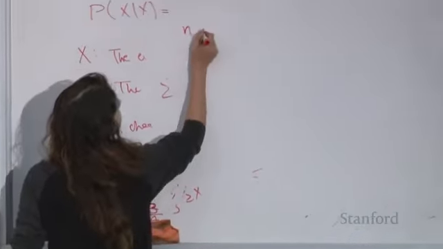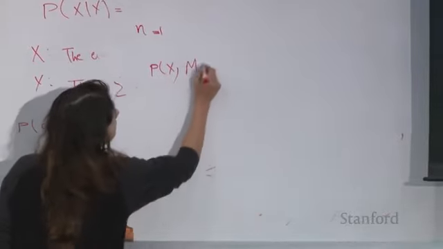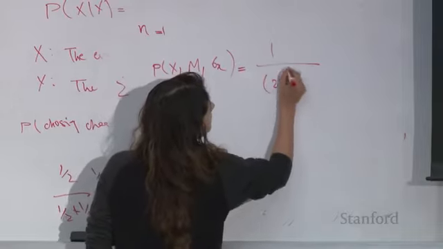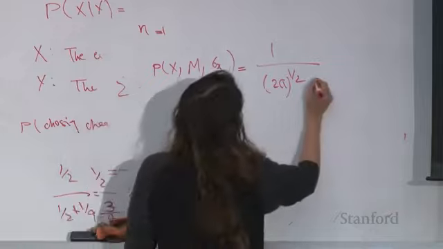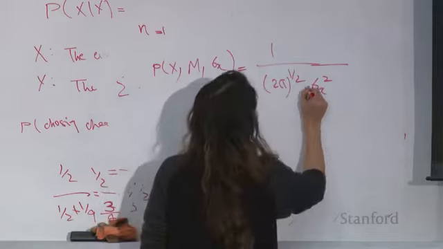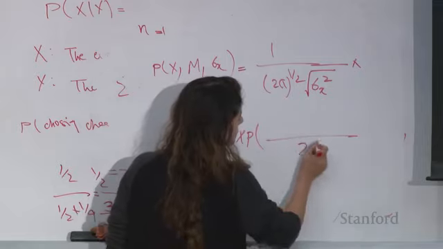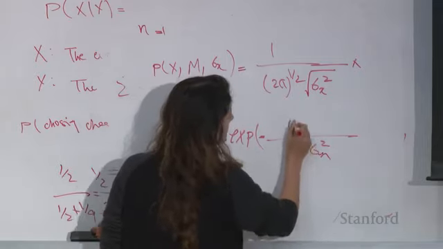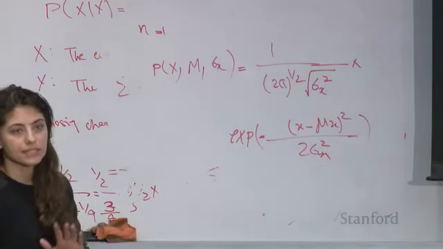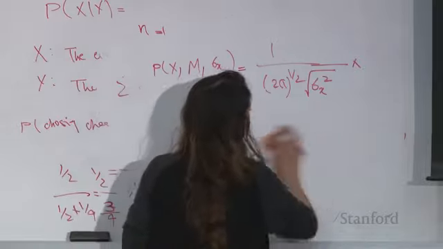Suppose n equals 1. This one will be the probability of x given mu and sigma x, which equals 1 over the square root of 2 pi sigma x squared, times the exponential of minus (x minus mu x) squared over 2 sigma x squared. You already know that this is the one-dimensional Gaussian distribution, right? If you have 2, let's see what happens.